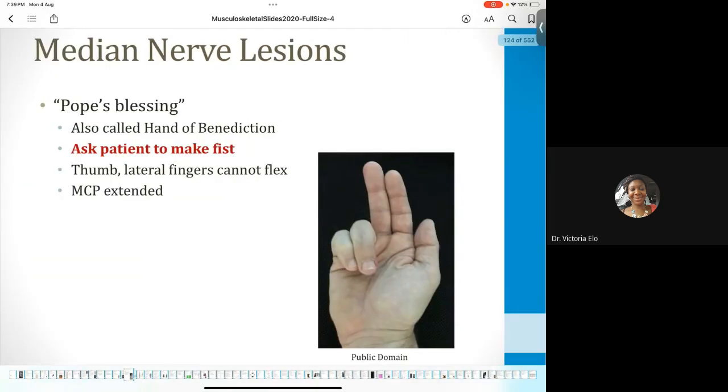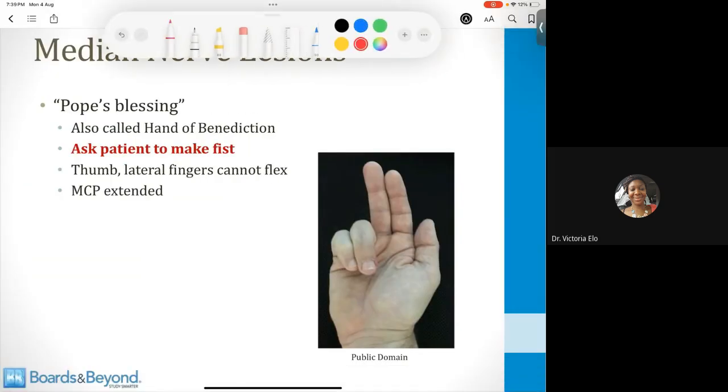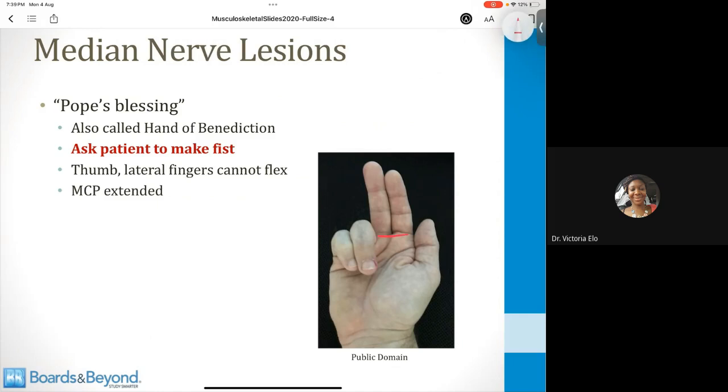Next slide. You can see, if we have a problem with the median nerve, it means that we cannot flex at this joint. Am I right? The lumbricals are lost with the median nerve. Can we flex at this joint? No. So this joint is always going to be extended. And can we abduct the thumb? No. So it is also going to be always adducted.